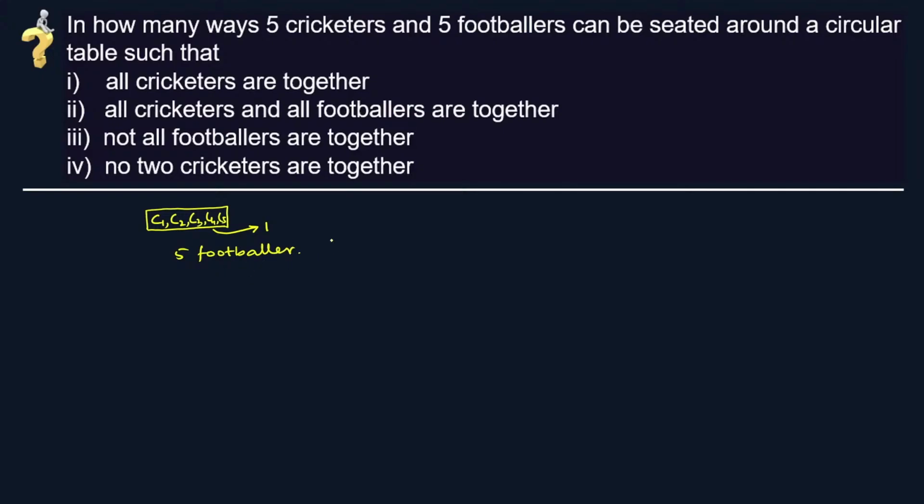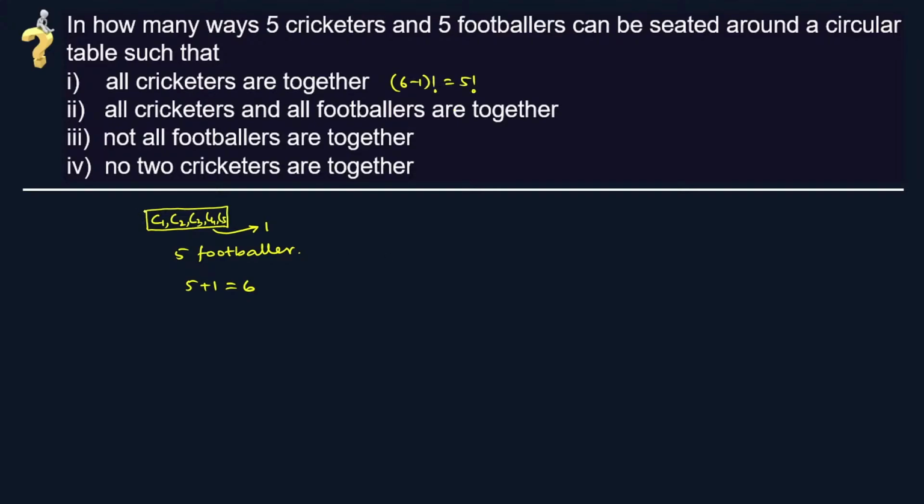Now there will be total 6 objects. I am treating those individual cricketers as one object. So now we are having 5 plus 1, that is 6 different objects which will be arranged around a circular table. Therefore, the total number of ways in which these 6 objects can be arranged around a circular table will be 6 minus 1 factorial. That gives us factorial 5.